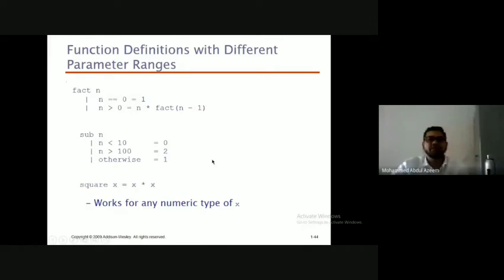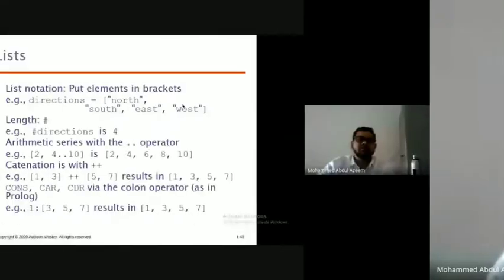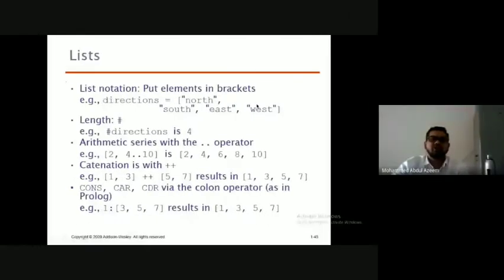So if you look at the list operations that we perform in Haskell, they are again very similar to what we have seen in earlier languages. Like, I want to find the length of the list. How do you find it? I have a symbol called hash. If I use that, it gives me the length of the list, right?